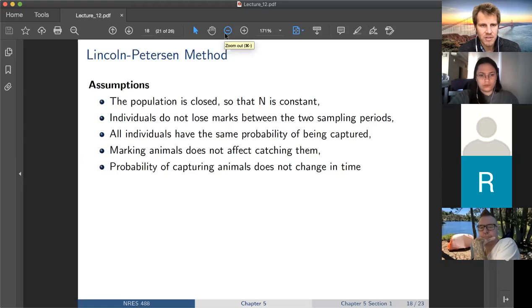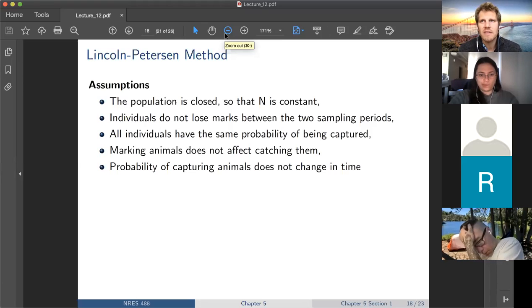There is another assumption here: individuals do not lose marks between the two sampling periods. I think Brianna touched on this earlier in the class. If you mark an individual and then release it, that individual has to retain that mark. If it loses it, your detection probability is going to be biased low, because your animal is captured a second time, but without that distinguishing mark it's going to seem like an uncaptured animal. So your estimate of detection probability is going to decrease.